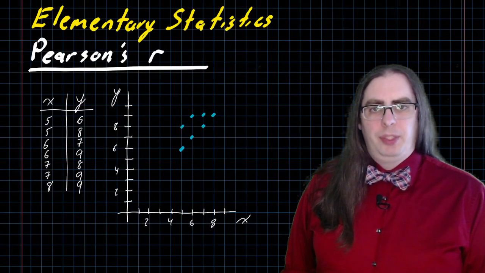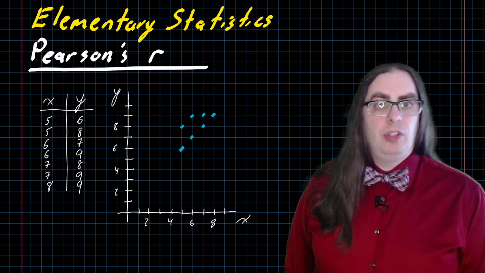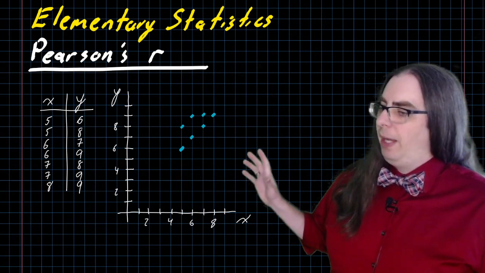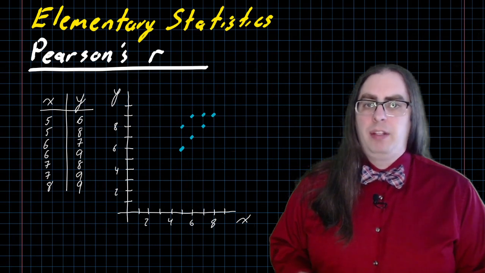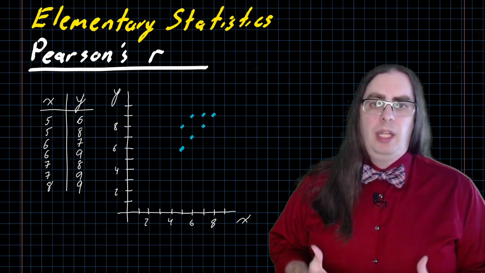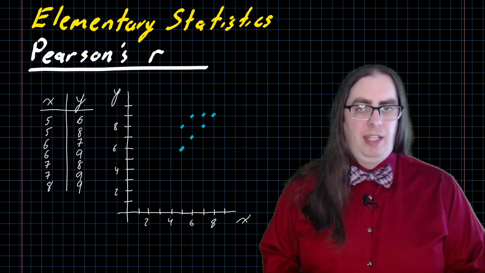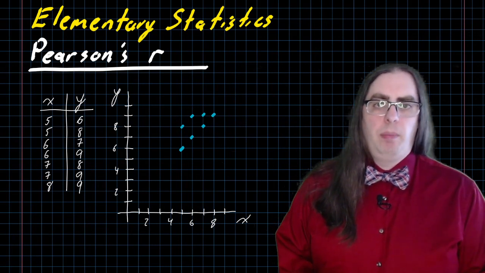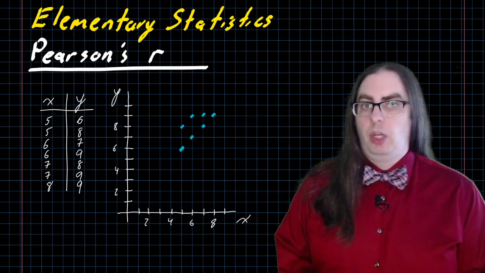Welcome back to elementary statistics. In this video, I want to talk about Pearson's r, which is a measure we can use to talk about how nicely a set of data, a scatter plot, fits into a linear curve, how closely correlated the data is. More technically, we should call this measurement the Pearson product moment correlation coefficient.